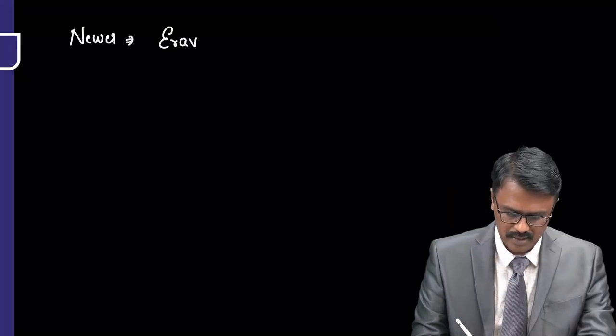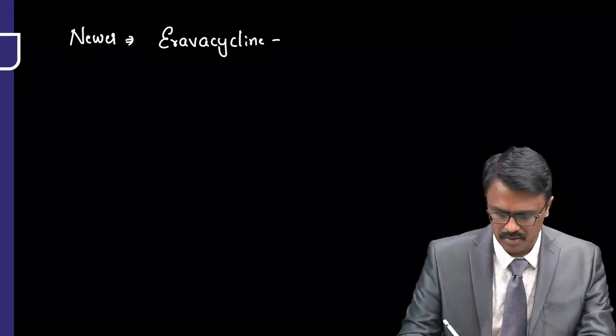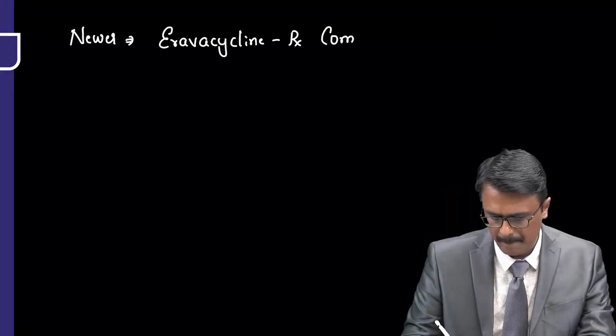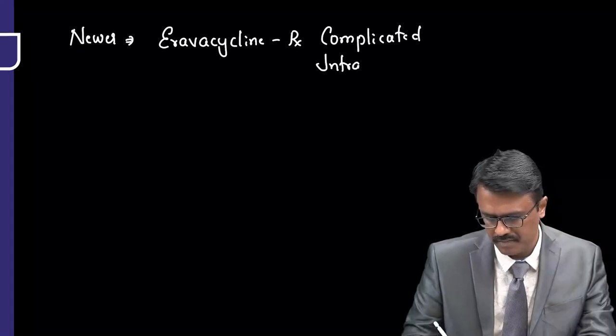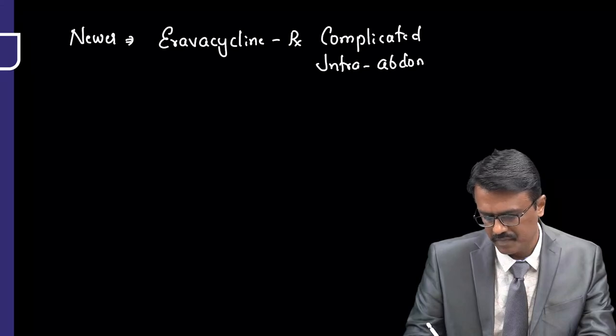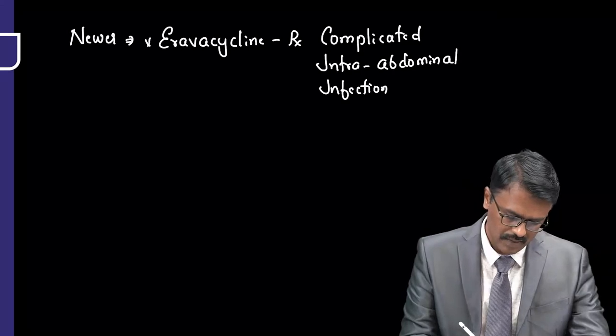So once I know this, sir, are there any newer drugs in the tetracycline group? Let me enumerate them. Newer drugs in this category. There is a drug called eravacycline. It is used in complicated intra-abdominal infections. The name is eravacycline.